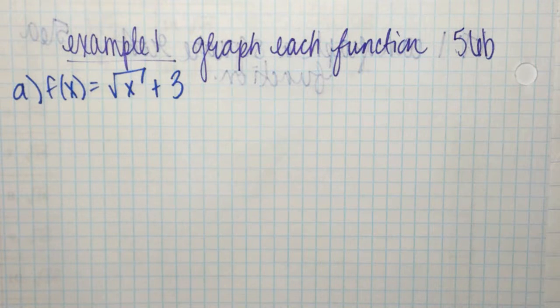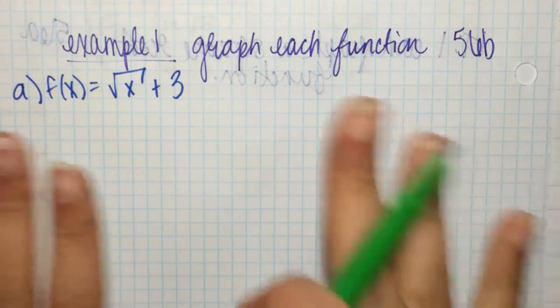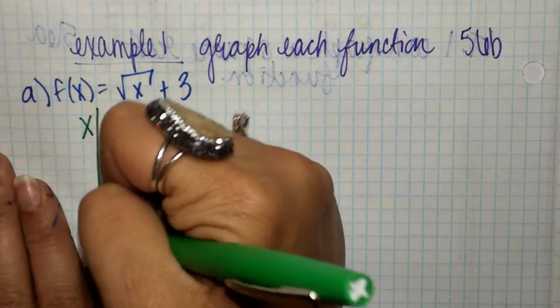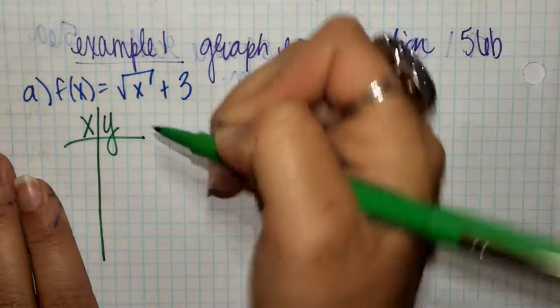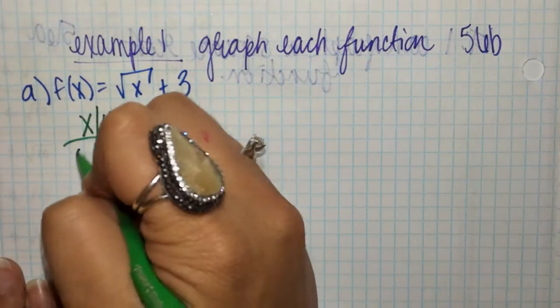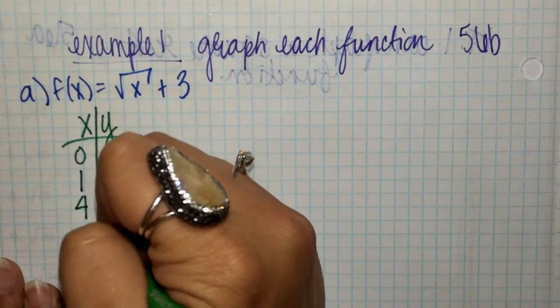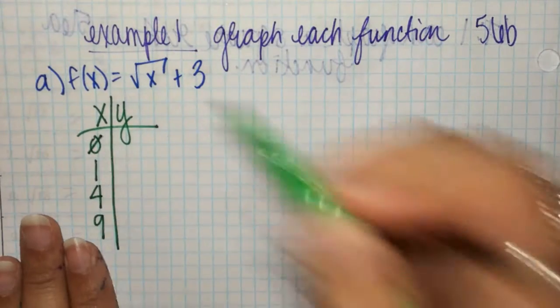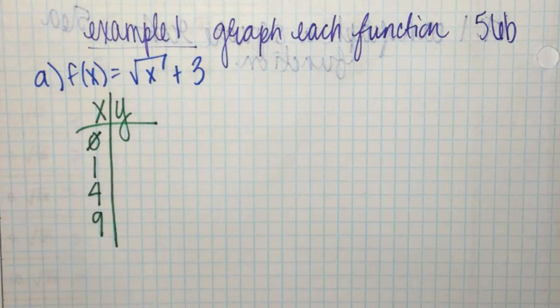Alright, now we are going to create a table. And we're going to use our table first, and then I'm going to show you how to graph it using vertex form. Alright, what numbers did I just tell you that we're going to use when we're making a table? 0, 1, 4, 9. Yes, because we use the perfect squares. Because 2 is not a perfect square. Because the square root of 2 is 1.41.